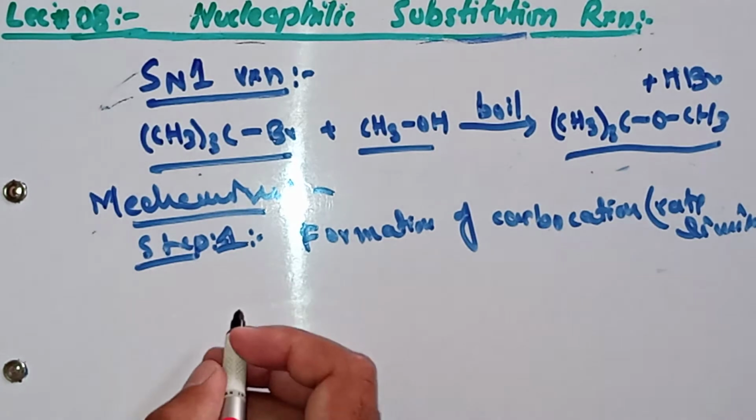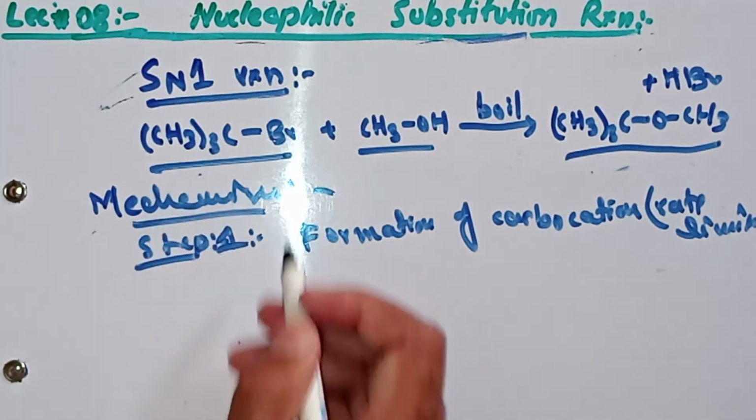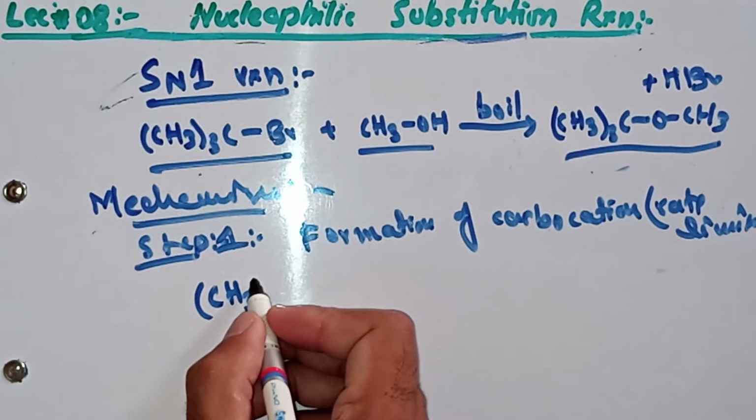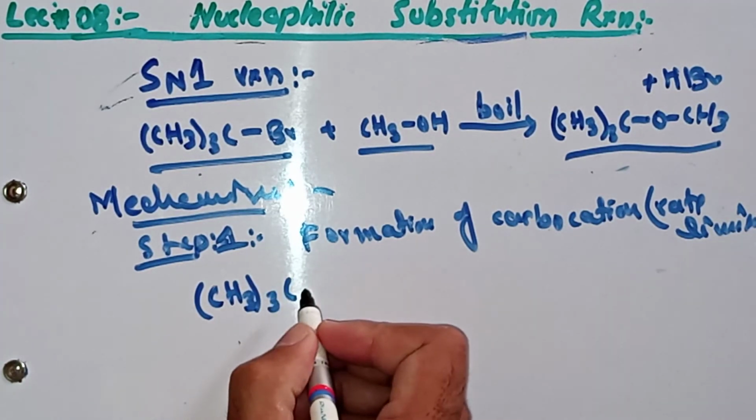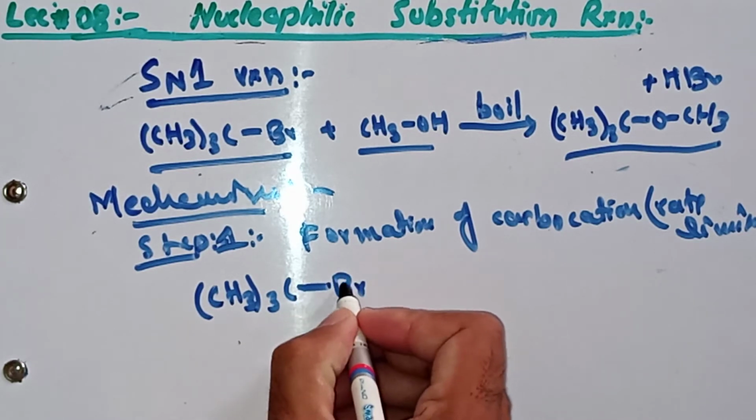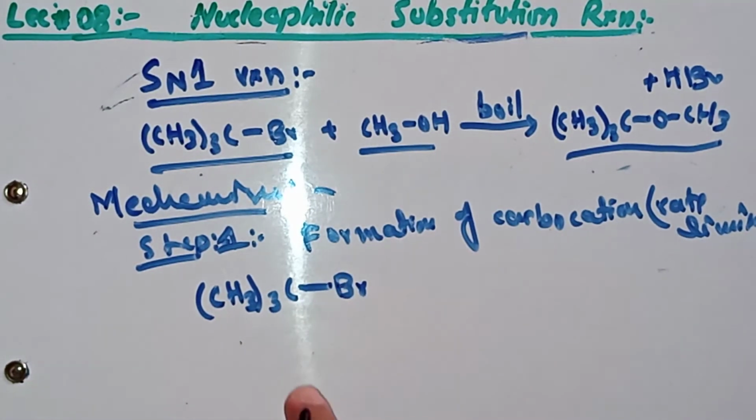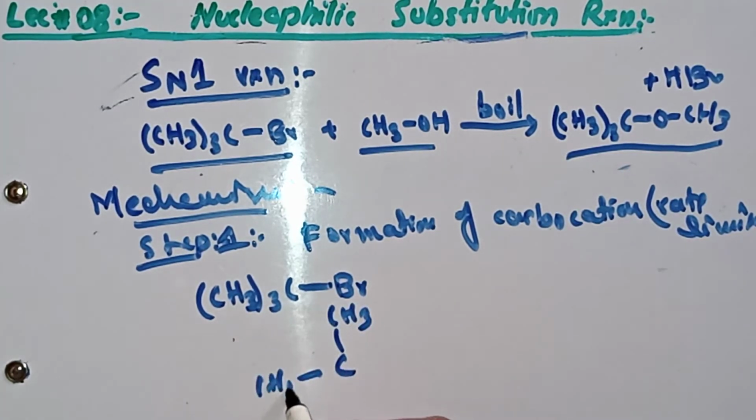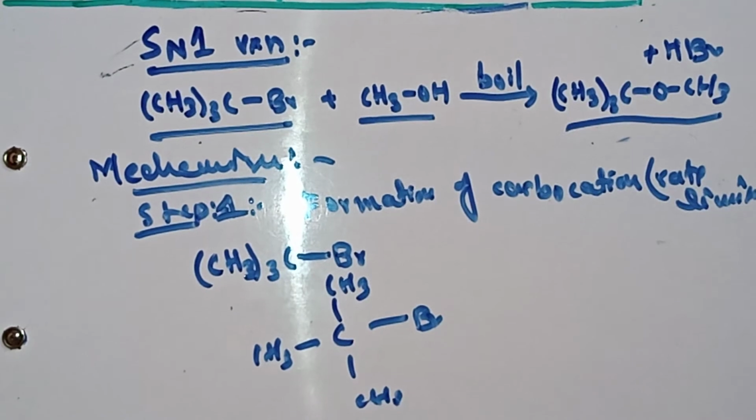In the first step, only one reactant will be used in this reaction. That is (CH3)3C-Br. This carbon has three bulky groups attached: CH3, CH3, CH3, and then Br. Here is the case like that.